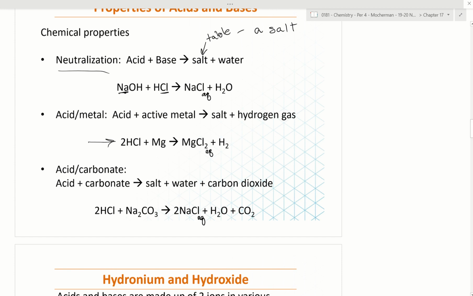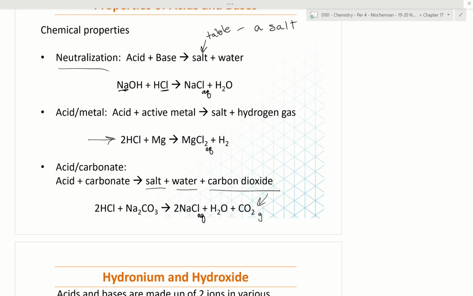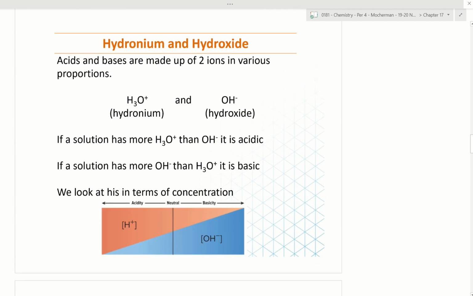A lot of those are acid-carbonate reactions. So this one again is hydrochloric acid plus sodium carbonate, and they will always yield a salt, water, and carbon dioxide. And of course that carbon dioxide is released as gas, and that's the bubbling you see. So those are the three common reactions with acids. There's more than those, but we're only really going to hit those three.